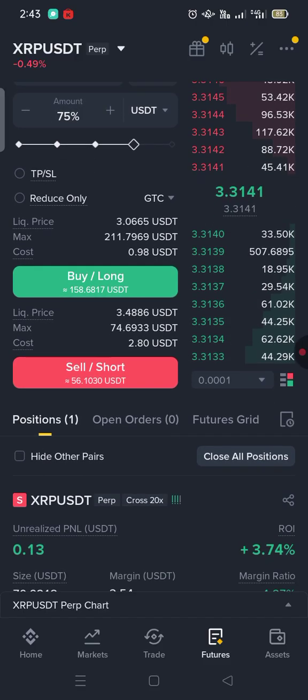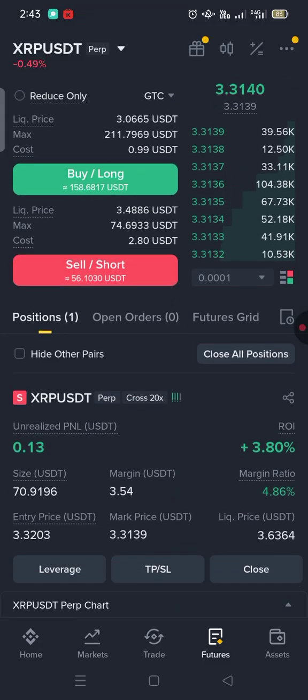Okay, so the next thing is you're gonna come here, then if you want to take a long position or you want to take a sell position, you just click on it. If you put it at market, they will buy it immediately. If you put limit, you will wait until the market goes onto your limit, then takes you into the market automatically.